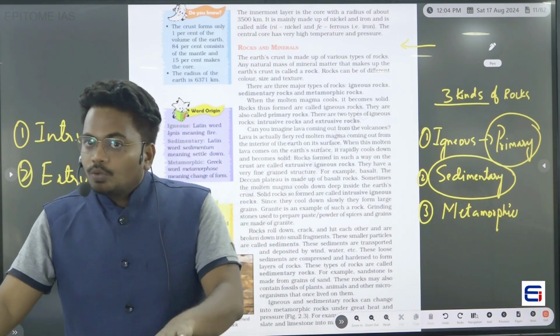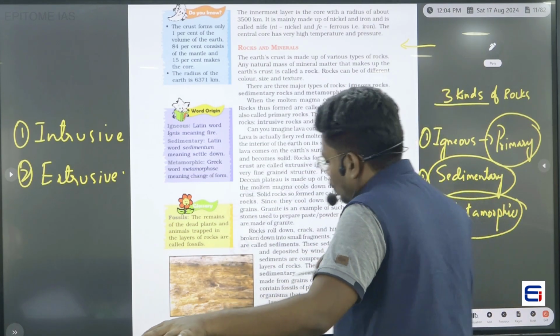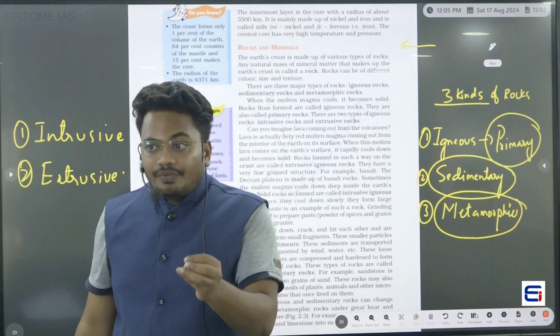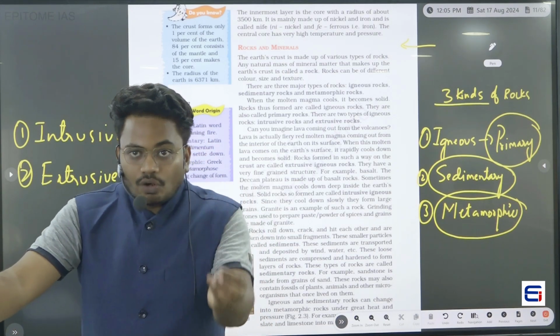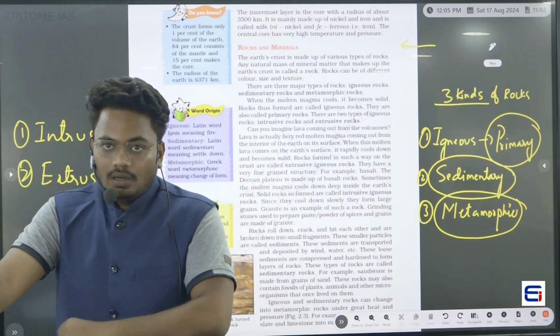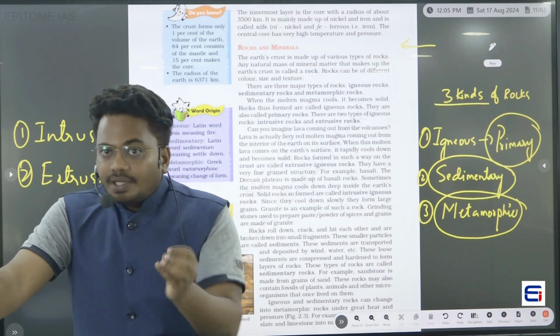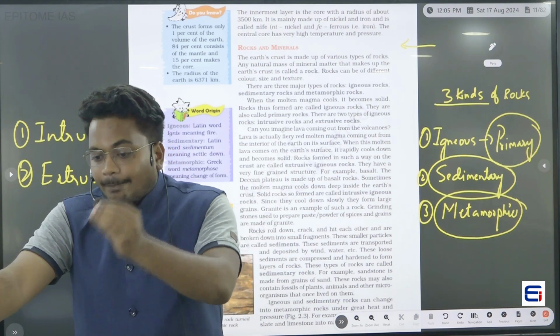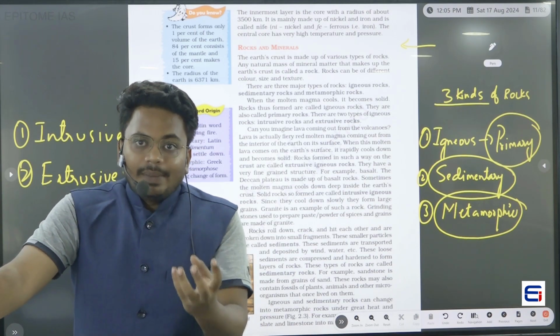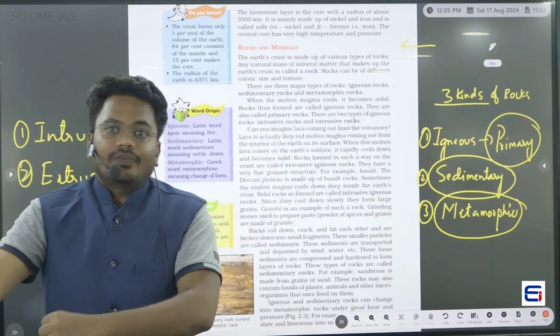Now, the third type of rock is metamorphic rocks. How are these metamorphic rocks formed? These metamorphic rocks are formed from igneous rocks as well as sedimentary rocks. How is that possible? Because due to excess pressure and excess temperature, these sedimentary rocks or the igneous rocks will be transforming into metamorphic rocks.